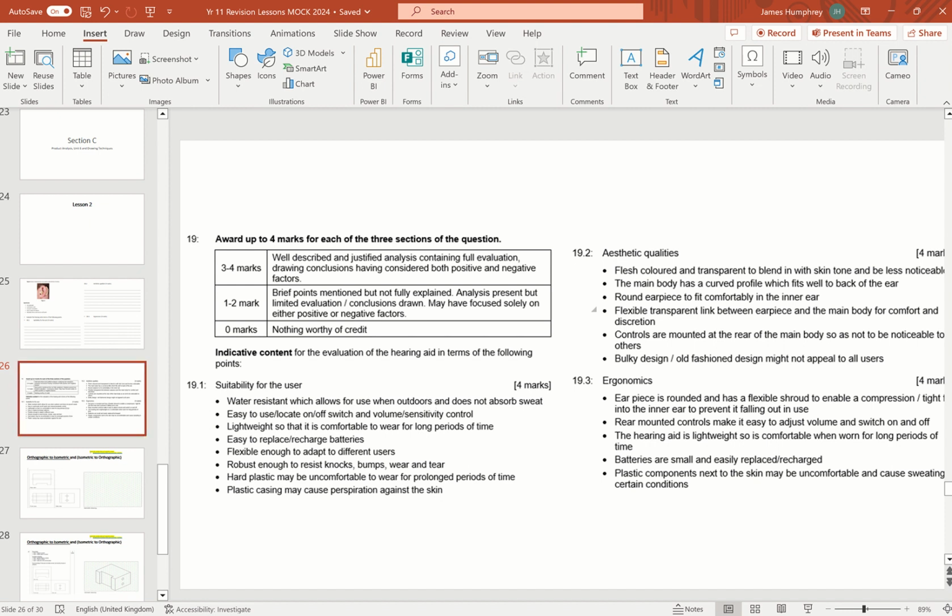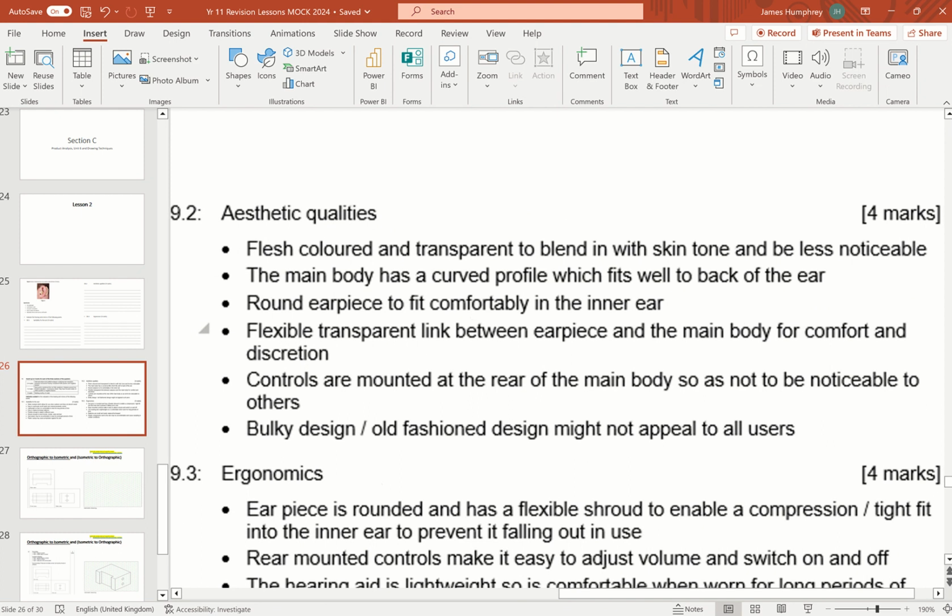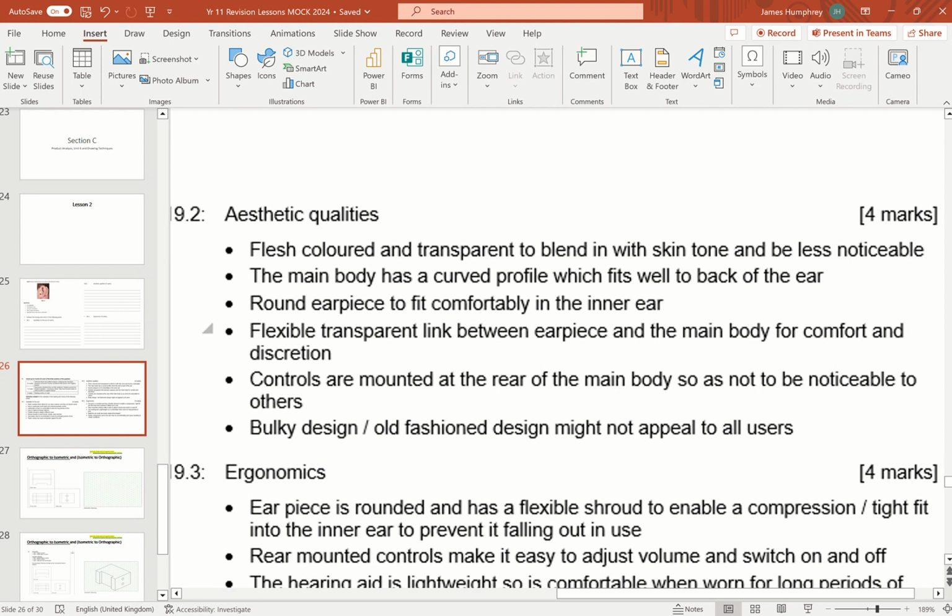Right, aesthetic qualities. I'll tell you what I'm going to do. I'm going to increase this so I can see it easier. Flesh coloured and transparent to blend in with skin tone and be less noticeable. Main body has a curved profile which fits well to the back of the ear, reflects the back of the ear as well, doesn't it, the shape of it. Round earpiece to fit comfortably in the inner ear. Okay, flexible transparent link between earpiece and the main body for comfort and discretion. Controls are mounted at the rear of the main body so as not to be noticeable to others.